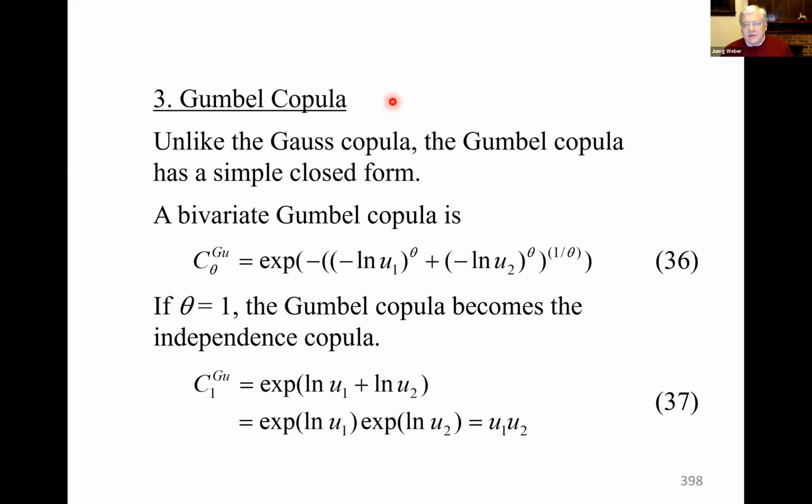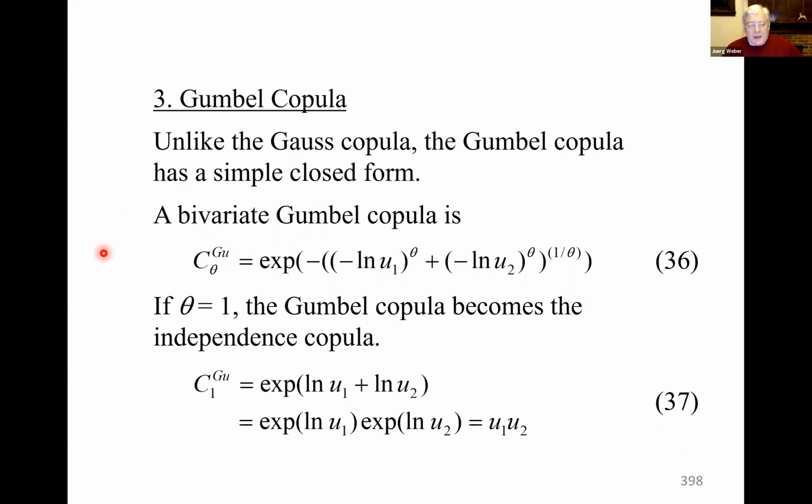Now, unlike the Gauss copula, the Gumbel copula has a simple closed form. So we have a simple expression that gives us the Gumbel copula. I do it here for two variables. It's a bivariate Gumbel copula. With the Gauss copula, you don't have a simple expression like this. You can write it down in the form of an integral, but you will not have a closed form expression as we have it here in equation 36.